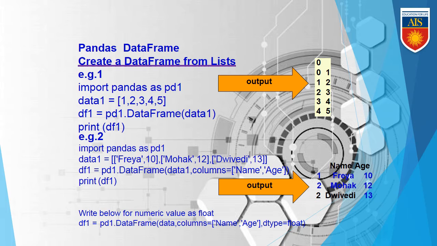Second example, import pandas as pd1, then data, and after that data we need to mention the fields information one by one. So we are having two different fields, one is name and one is age. According to that name and age field, we need to mention the value or the information, like we have given Freya 10, Mohak 12, Divedi 13. Next, df1 equal pd1 dot DataFrame, data1, columns name, age, then print df1. That means over here, first we need to mention the information. After that, we need to mention the field against which the information will fit.